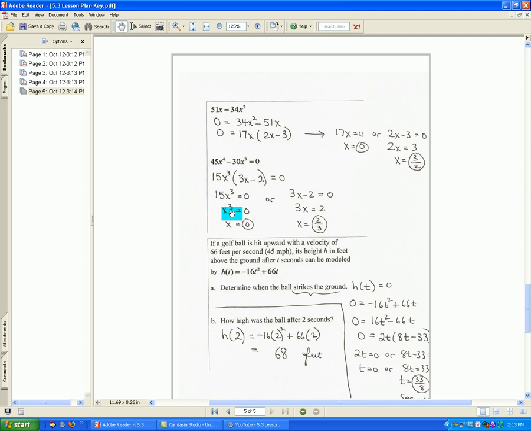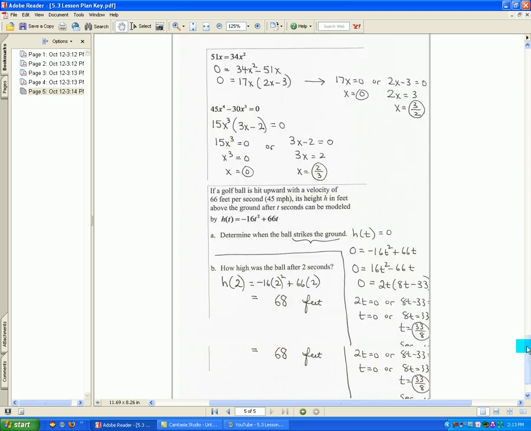X cubed equals 0. When I take the cube root of both sides, because that's how I undo cubing something, I get the answer 0. Or another way to look at it at this level, what number raised to the third power would give you 0? Well, that would only possibly be 0 itself. And here, of course, I add 2 and divide by 3, giving me the answer 2/3.